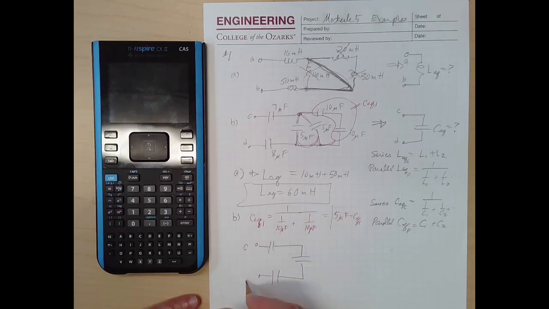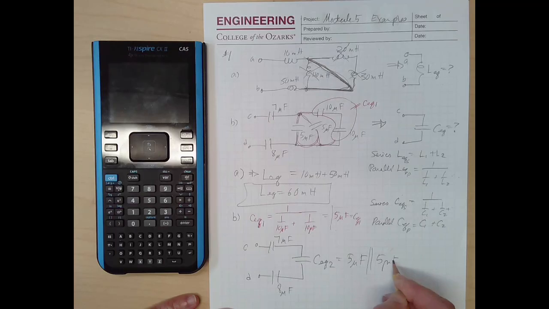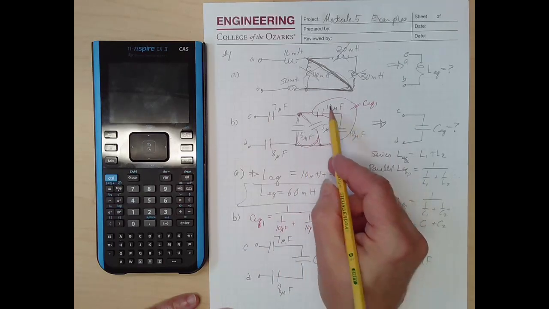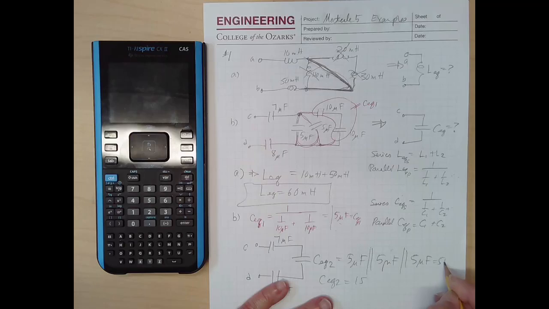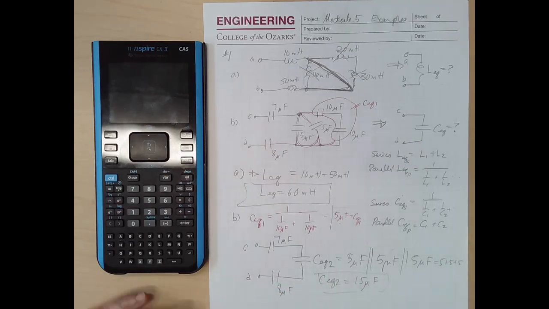So these are my C and D terminal points, and the 7 microfarads is still here and the 8 microfarads is still here. We'll call this C equivalent 2, and C equivalent 2 is 5 microfarads in parallel with another 5 microfarads in parallel with another 5 microfarads. 5 plus 5, and then the two 10s made another 5, so we have three 5s. Capacitors in parallel just add up, so C equivalent 2 is just 5 plus 5 plus 5, so it's 15 microfarads, right?